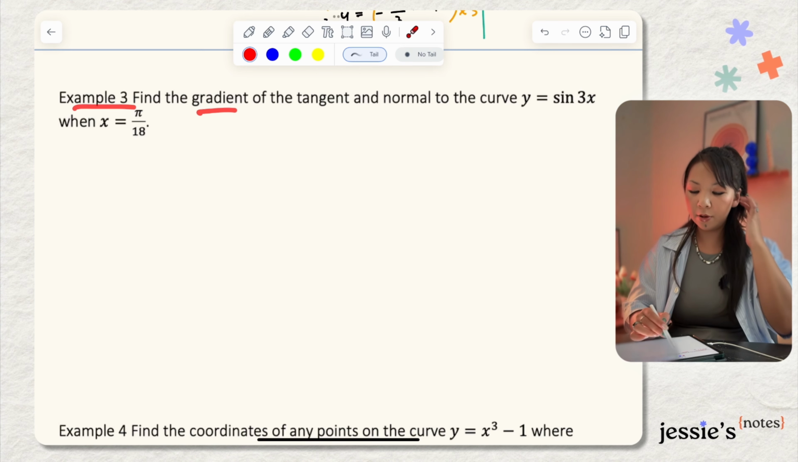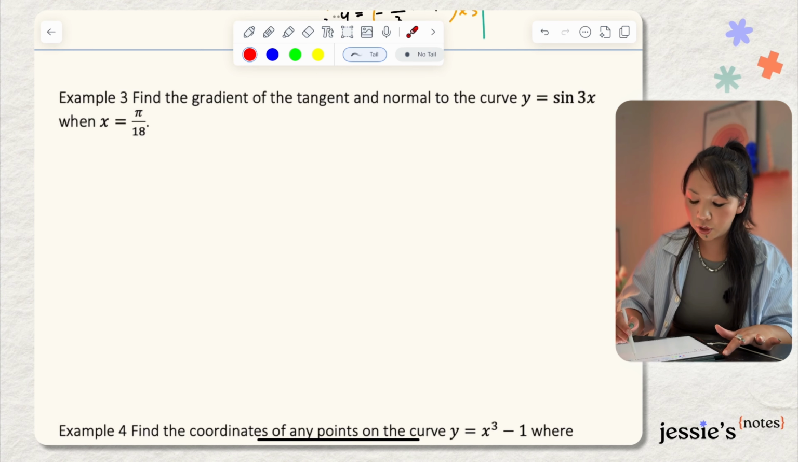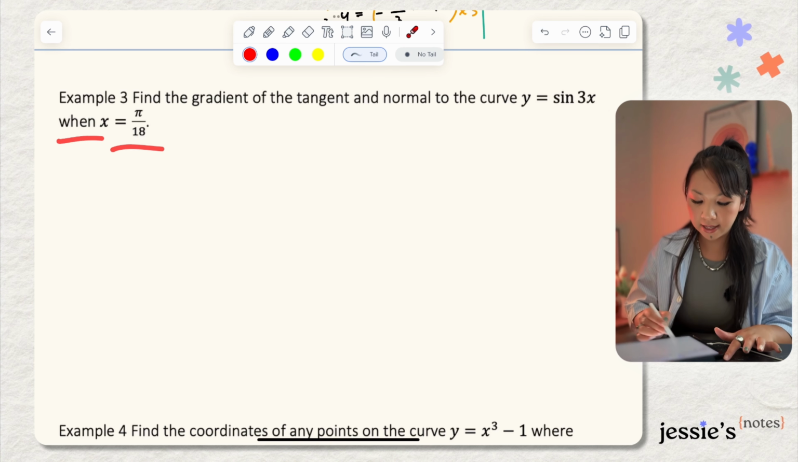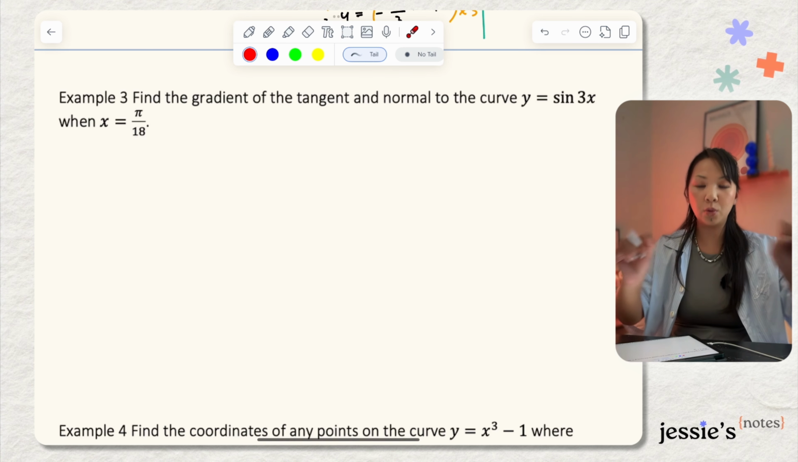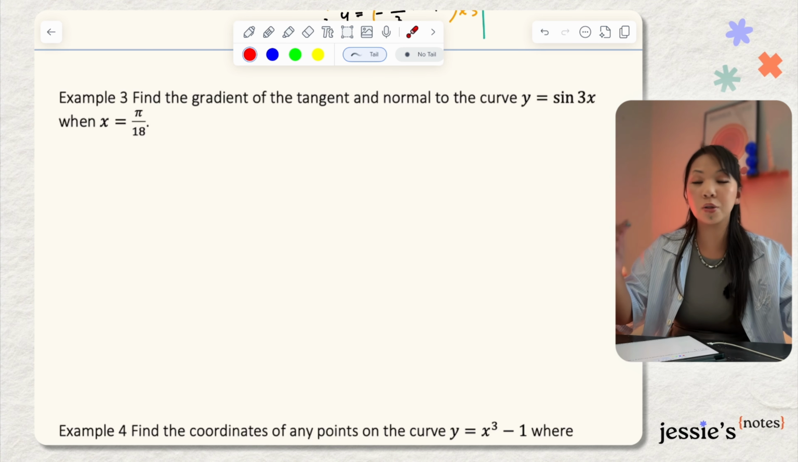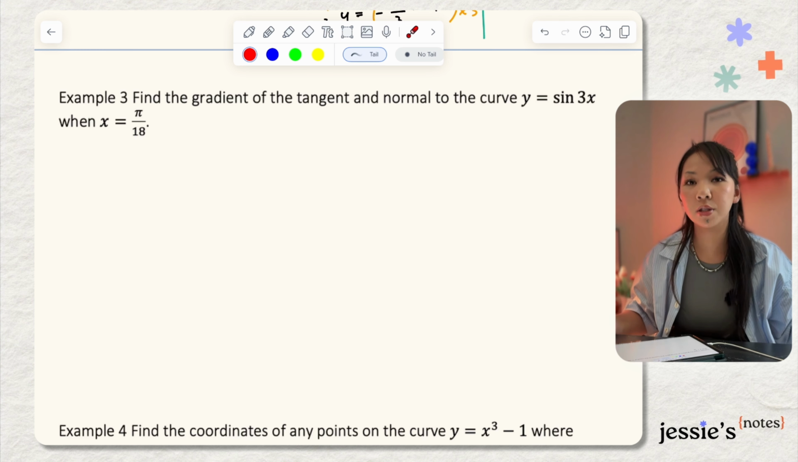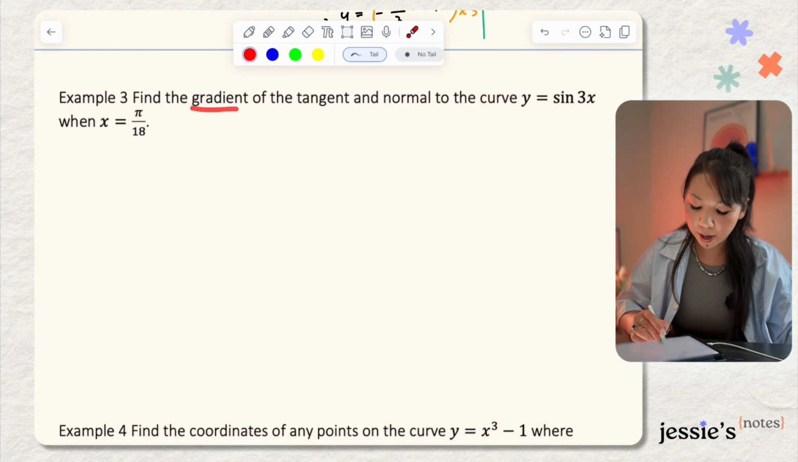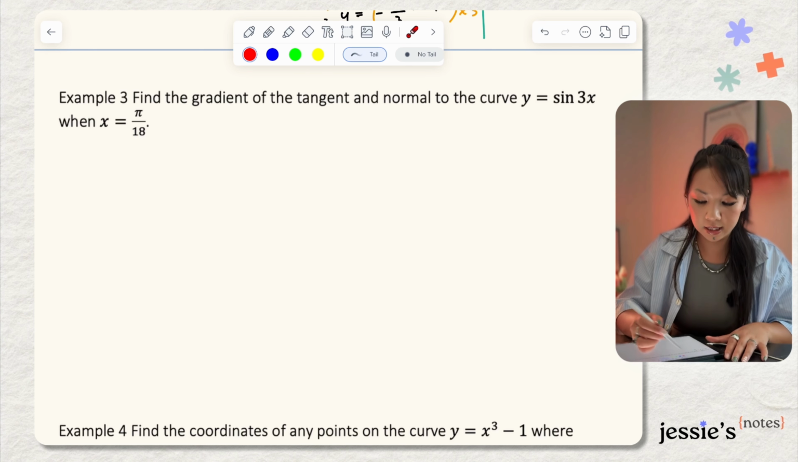Example 3: find the gradient of the tangent and normal to the curve y equals sin 3x when x equals pi on 18. Okay, I'm not going to do a diagram anymore. Let's just do these more quickly now because hopefully we have a deeper understanding of what's going on. Now, they just want the gradient. They don't want the equation, so that's less work for us.